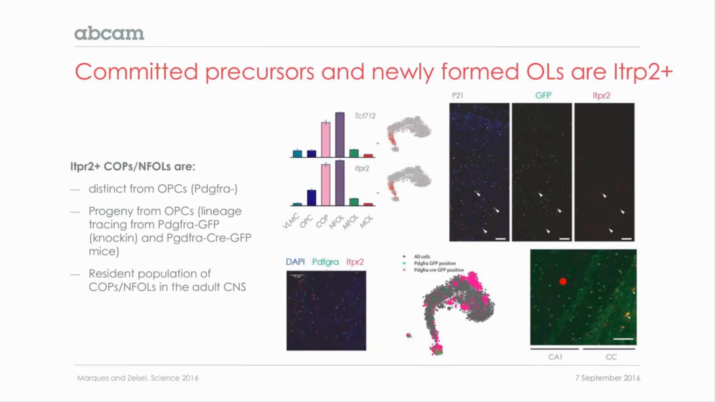But what was also very interesting is that we could detect, in adult mice, for instance in the corpus callosum, around 10% of the SOX10 positive cells being positive for ITPR2, indicating that these newly formed oligodendrocytes are also present in the adult brain, and suggesting that they might have a function there.